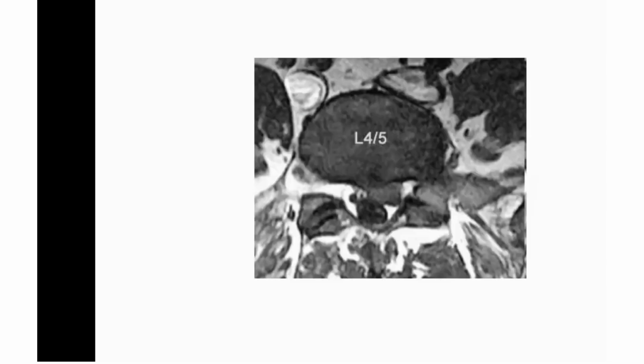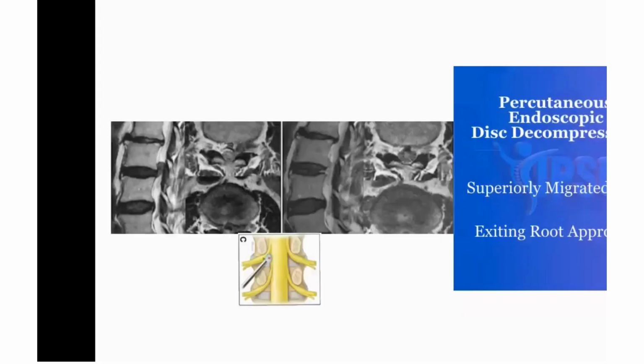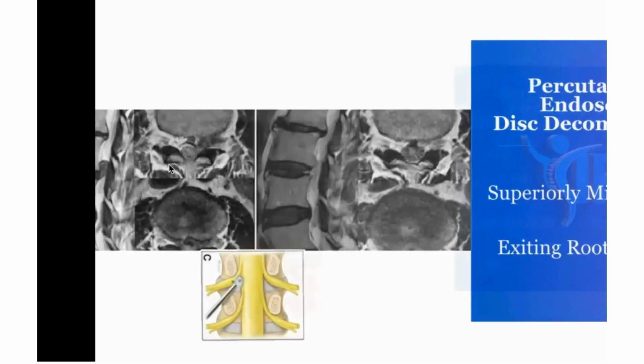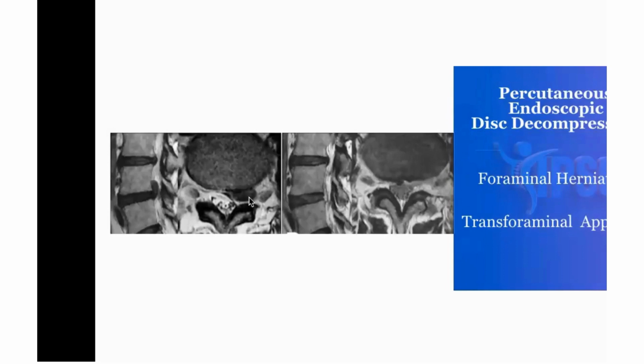You can see here, superior migrated disc. Superior migrated disc, right? This is down migrated. At the level of the vertebral body, there's a big piece over here. Foraminal.